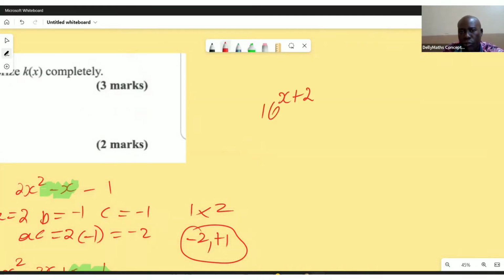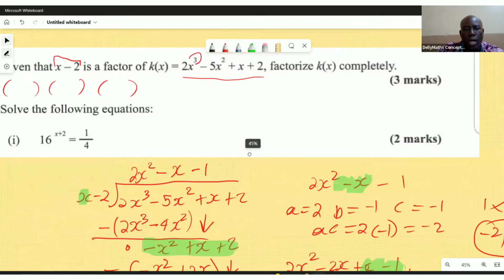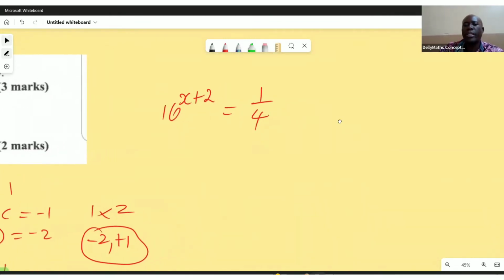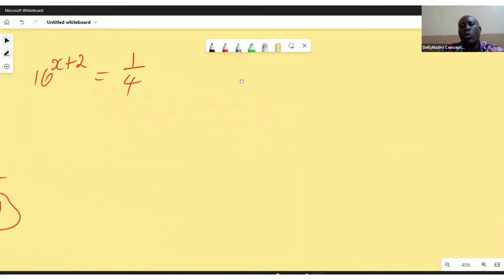16^(x+2) is equal to 1 over 4. All right, 16^(x+2) is equal to 1 over 4. Now, whenever we're dealing with exponential functions, what we want to do is to make sure that we can represent both sides using the same base. So we could represent all of these using a base of 4. For example, 4 squared is 16, and then we have x plus 2.